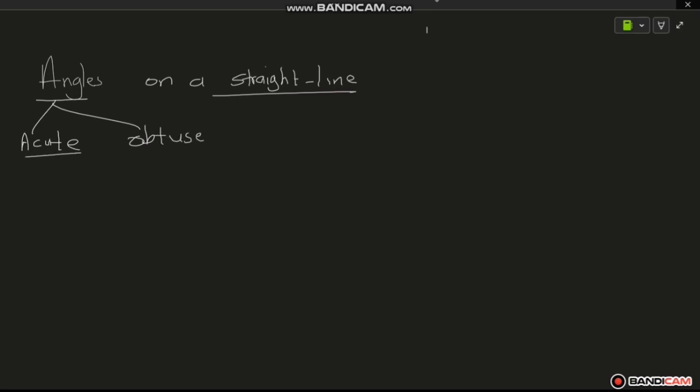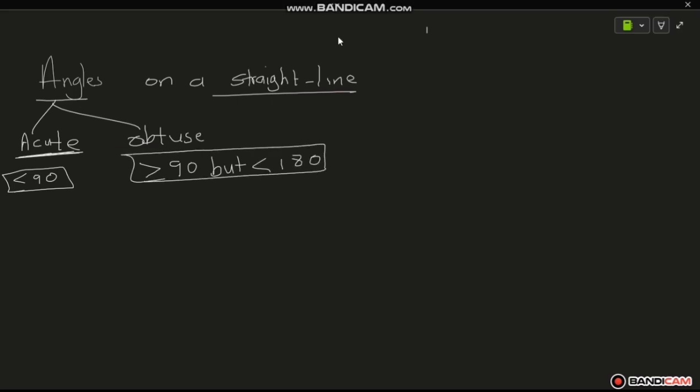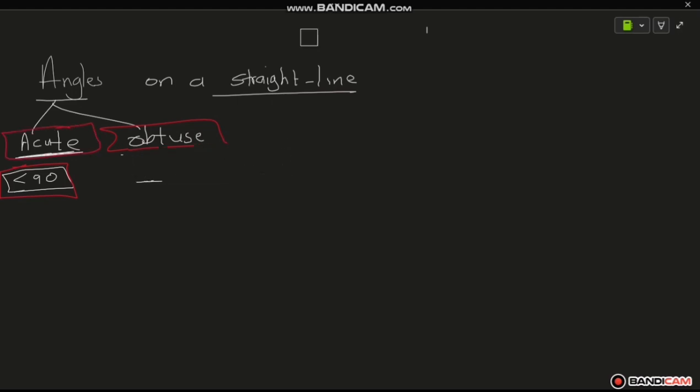So acute angles are angles that are less than 90, smaller than 90, or below 90. Anything that is less than 90 is an acute angle. An angle that is greater than 90 but less than 180 is considered to be obtuse. I hope it makes sense. So it's very important for you to know that.